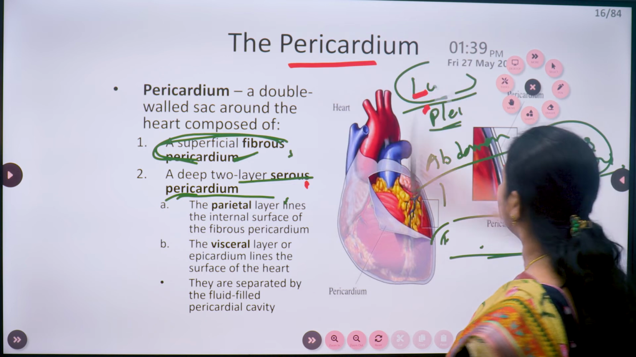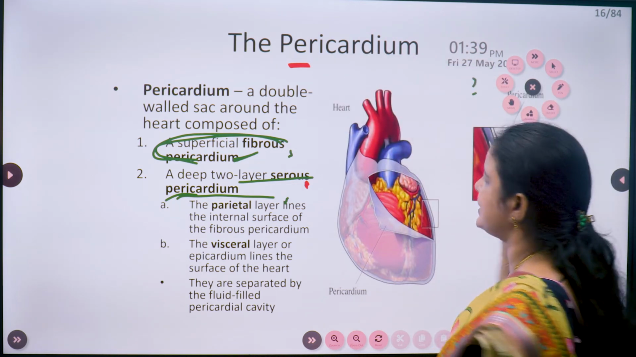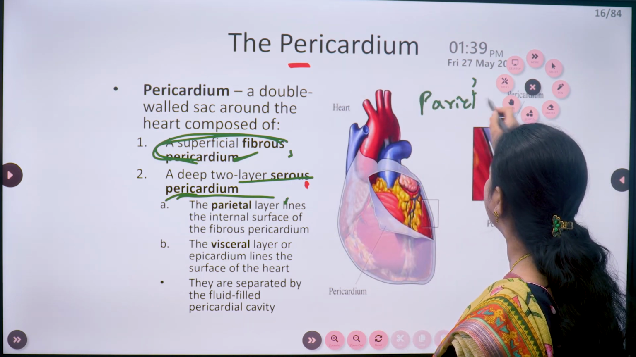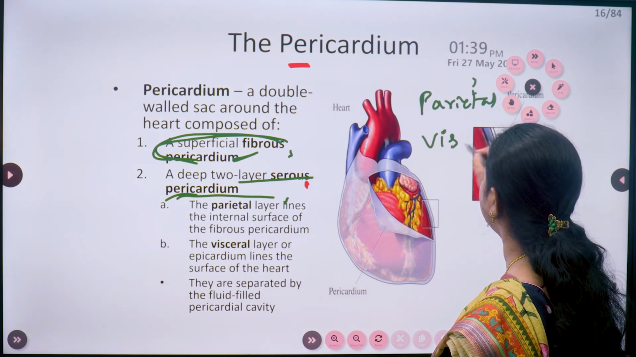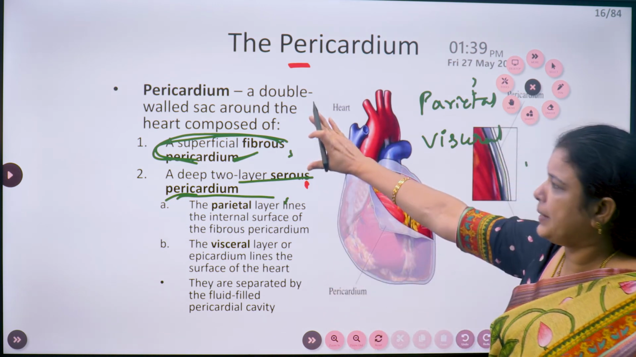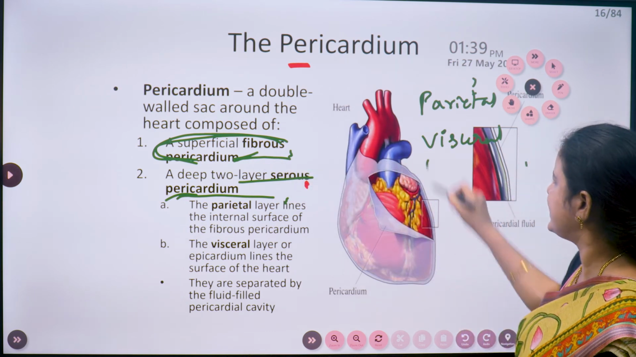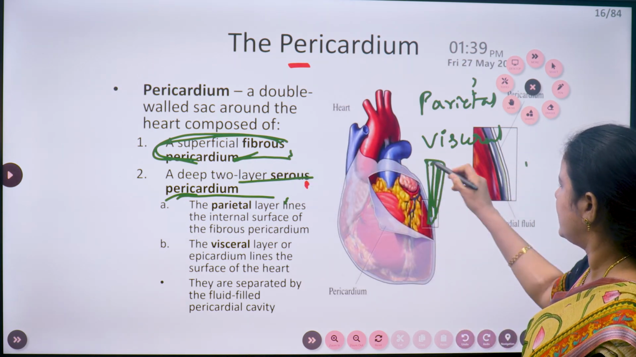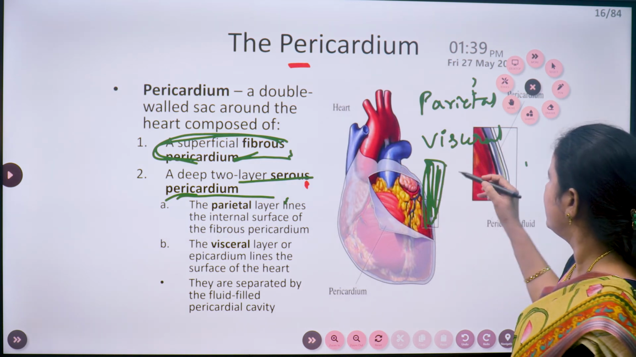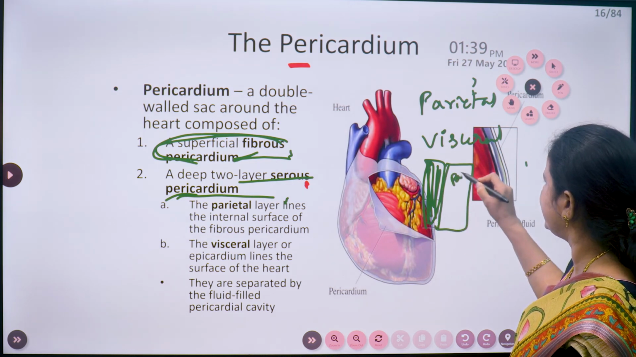Okay. So now the pericardium is a fibroserous sac. A serous sac means it should have 2 layers. What are they? Parietal and visceral. So in the pericardium, the outer or superficial fibrous pericardium is made up of fibrous tissue. This is the fibrous layer. After that we have the serous layer, in which this is parietal.